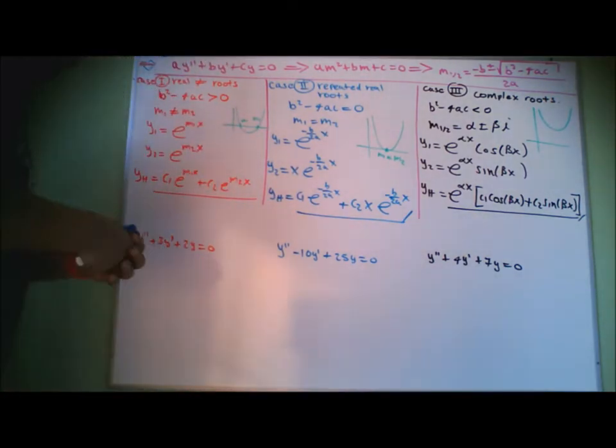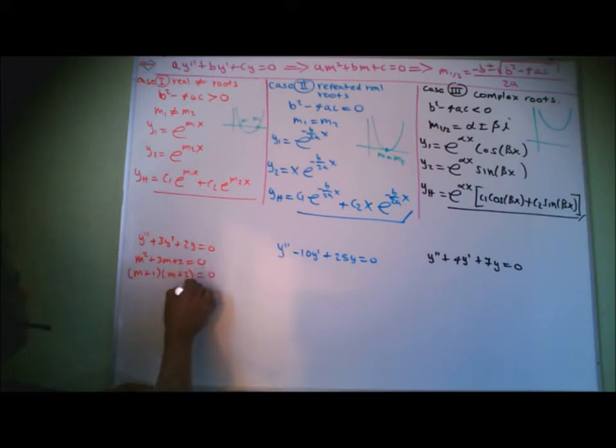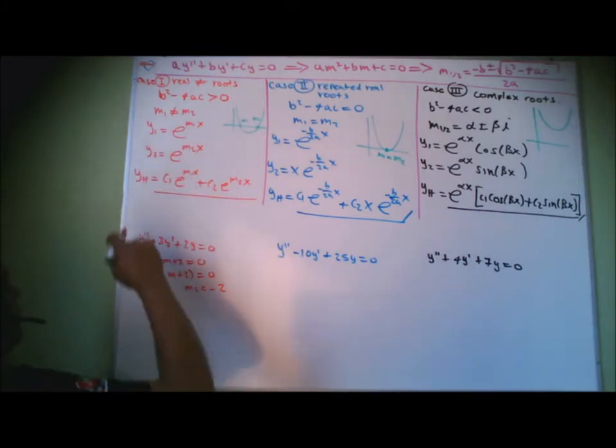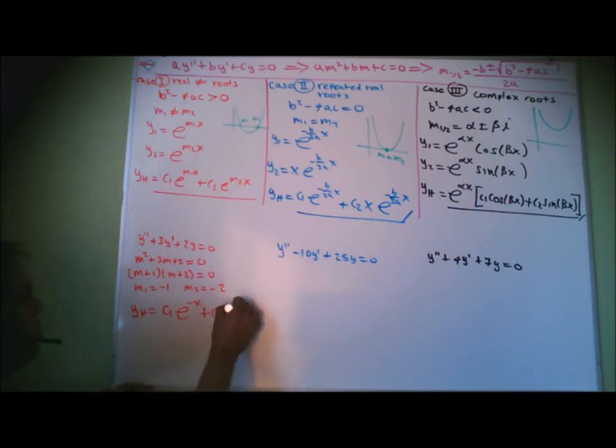Okay, now let's do the examples here. For this example, the characteristic equation is this: m squared plus 3m plus 2 equal to 0. The roots are m plus 1, m plus 2 equal to 0. So my first root is minus 1 and my second root is minus 2, right? I can write each of the solutions, but I'm going to jump directly to the homogeneous solution. C1 exponential minus x plus C2 exponential of minus 2x, and that's it. Piece of cake.